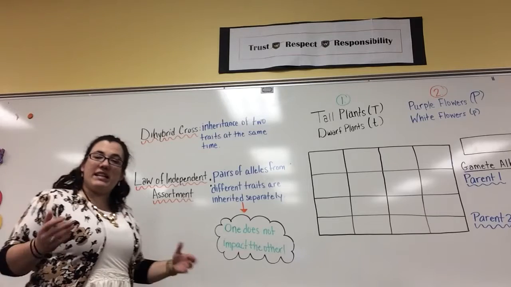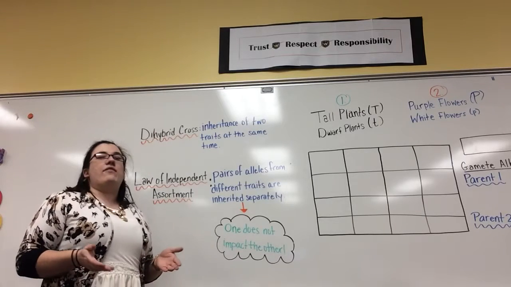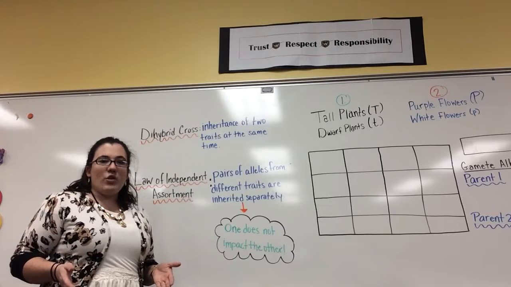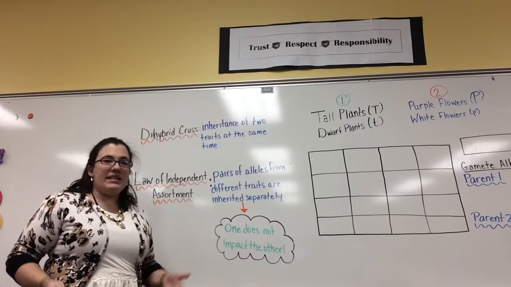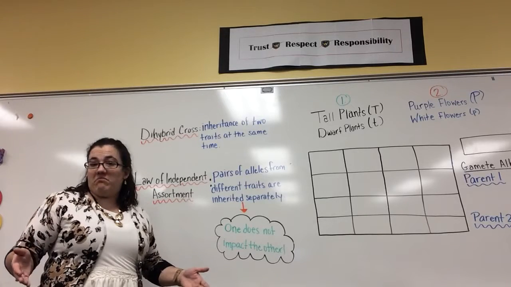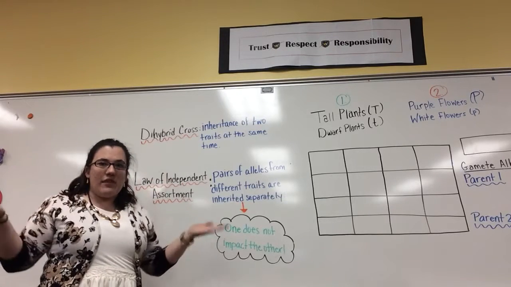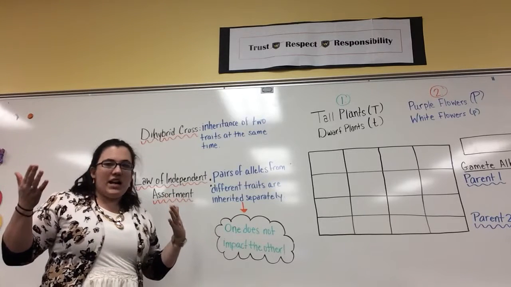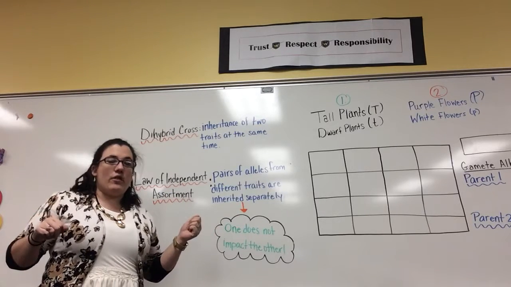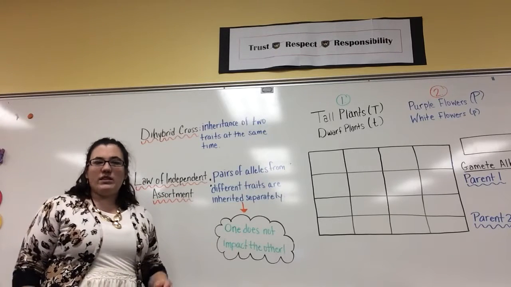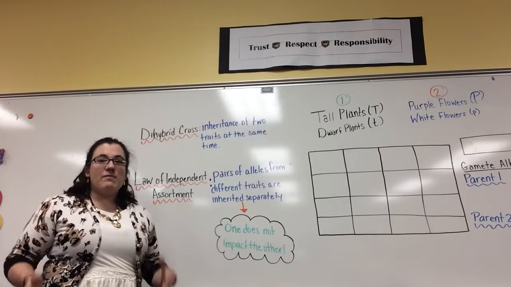In pea plants is what he primarily studied. He found out that seed shape and seed color, those being inherited at the same time, do not impact each other at all, which is nice to know, because otherwise if you had brown hair and it was impacted by your eye color, then if you had blue eyes, maybe you could have blue hair or something like that. So it's a good thing to note that these do not impact each other.